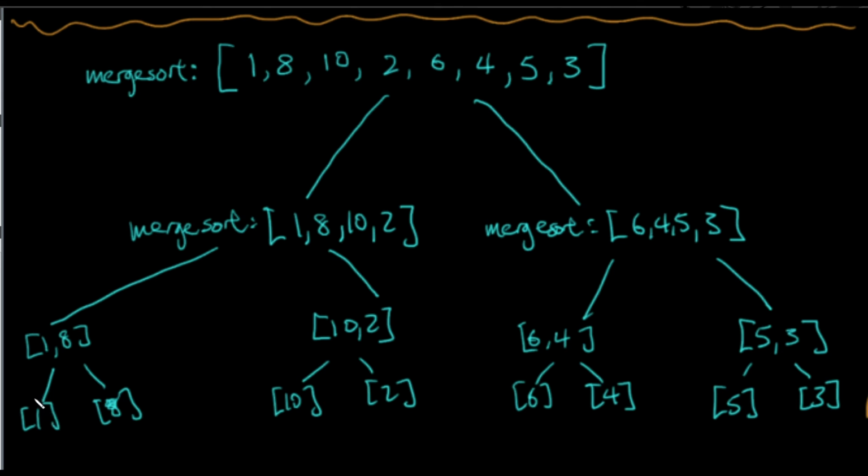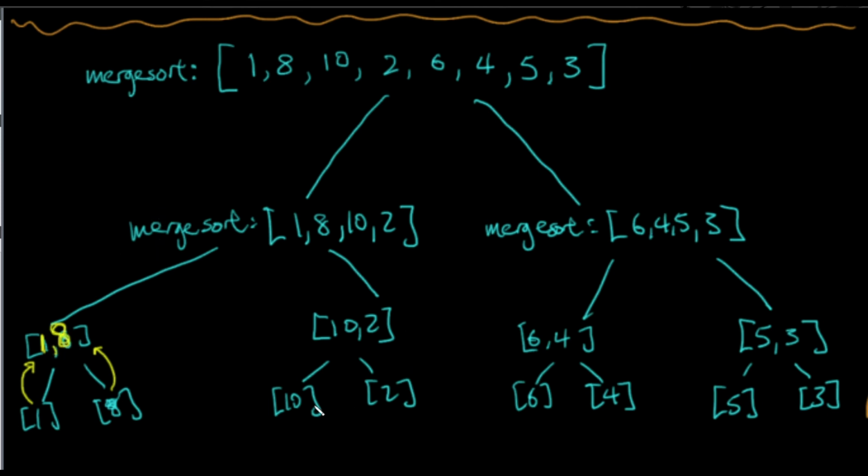Right, this array, we figured out merge sort on this, and so we're just going to return that. And we figured out the merge sort on this array, and we're just going to return that. And now we're just going to run the merge operation on these 2, right? And it just so happens that when we run the merge operation on these 2, this is the order of numbers that we get.